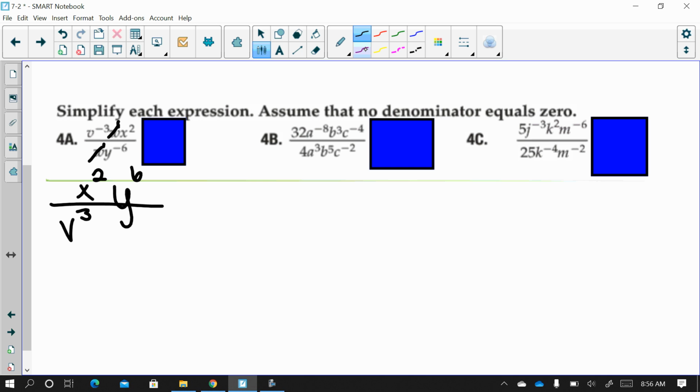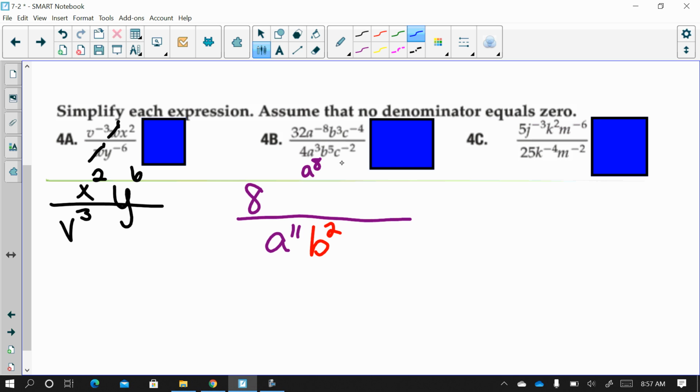Okay, 4b, pause and try the problem. Okay, so 32 over 4, well, that just reduces to 8. Okay, look at my exponents. A to the negative 8, ugh, don't like that, so we take them to the bottom. Okay, a to the 3rd, a to the 8th gives me a to the 11th. Okay, if I look at my b's, I have b to the 5th, b cubed. B to the 5th is bigger, so I'm going to do 5 minus 3 is 2. And since I started on the bottom, I'm staying on the bottom.